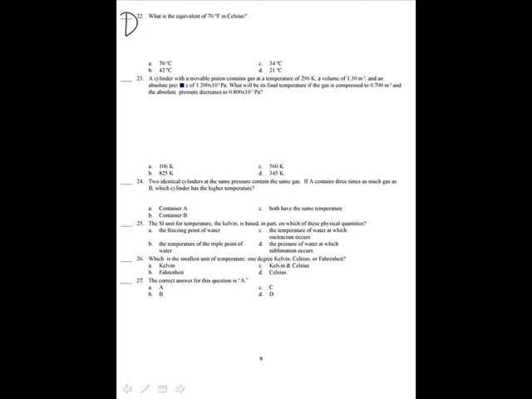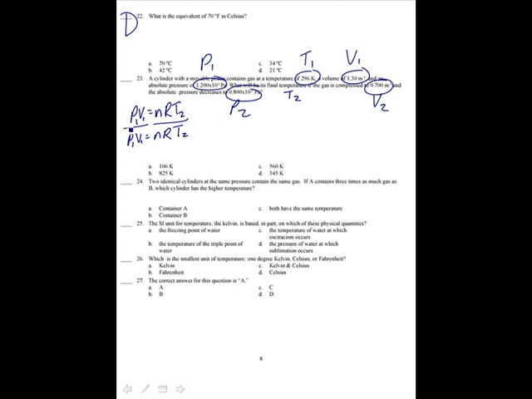I have a cylinder with a movable piston. This is my initial temperature, T1. This is V1, and this is P1. What is its final temperature? That is, what is T2 if we have this final volume, V2 and P2? All right, well, I have PV equals nRT. This is P1V1 equals nRT1, and P2V2 equals nRT2. I can just divide these two equations.